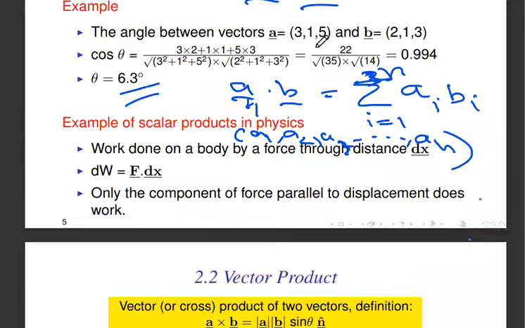Is the vector product the same as the cross product? Yes, both are the same. Some people say cross product, and other people say vector product. Work done on a body is one example of this.